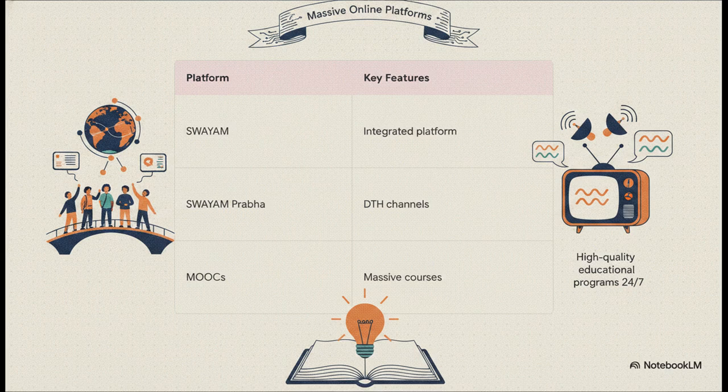Take India's Swayam initiative, for example. It's a massive indigenous platform specifically designed to bridge the digital divide for disadvantaged students. And then there's Swayam Prabha, which pivots beautifully. It actually uses direct-to-home satellite television channels to broadcast high-quality education 24/7. So it completely bypasses the need for high-speed internet altogether. It's a real game changer.